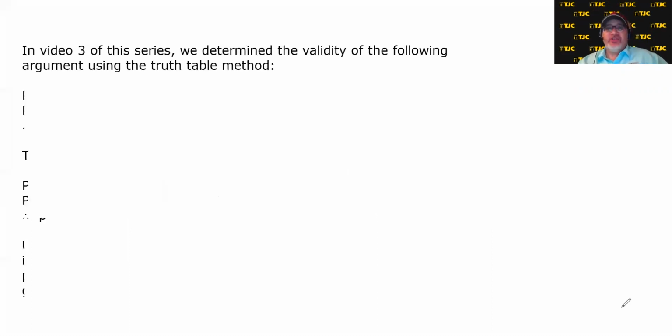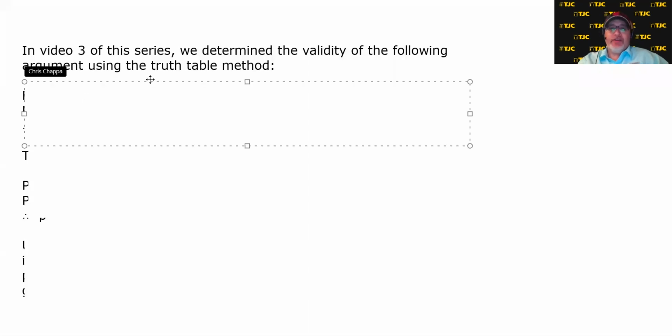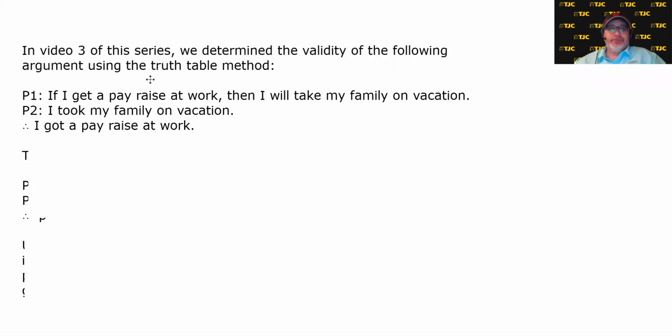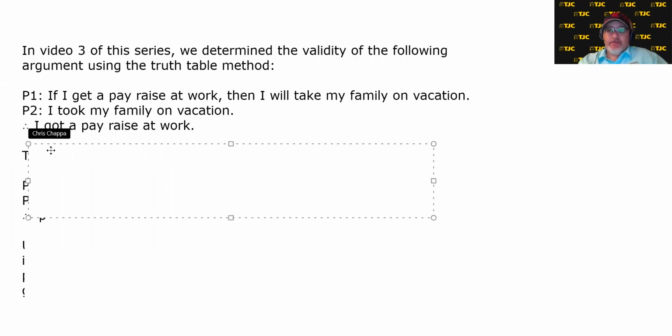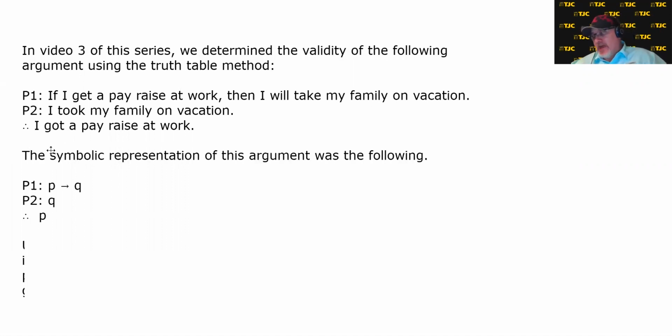In video 3 of this series, we determined the validity of the following argument using the truth table method. You might remember this example. Premise 1: if I get a pay raise at work, then I will take my family on vacation. Premise 2: I took my family on vacation. Conclusion: I got a pay raise at work. Many people, dare I say most people, would draw that conclusion from these 2 premises. However, we'll hold off on the however for a second.